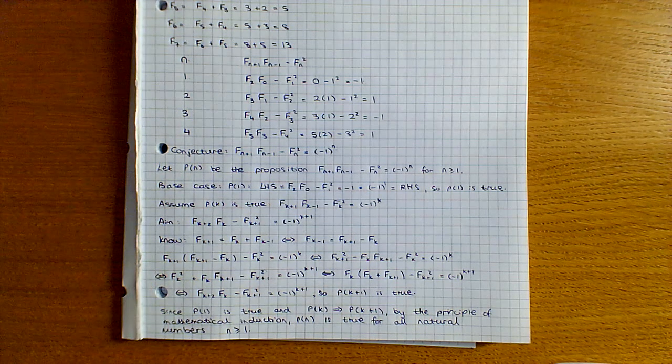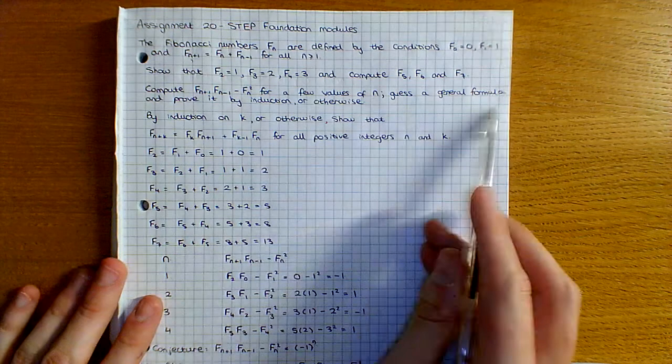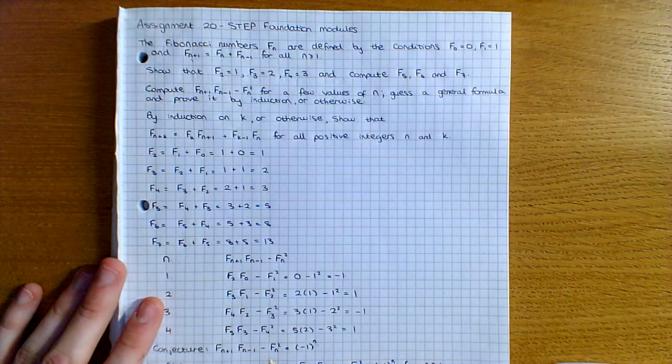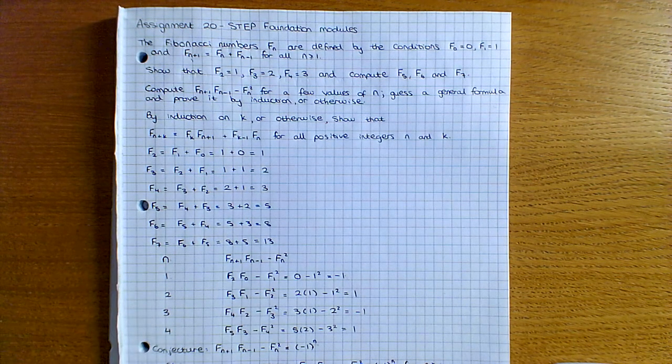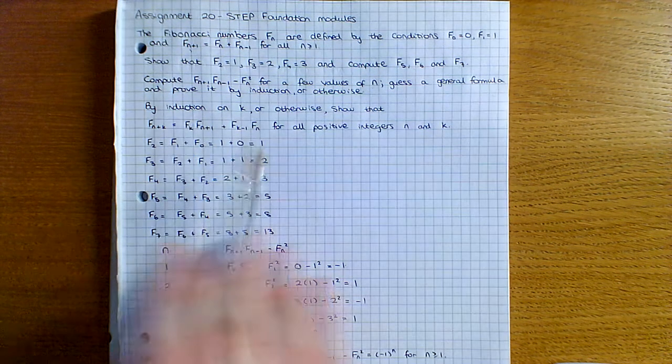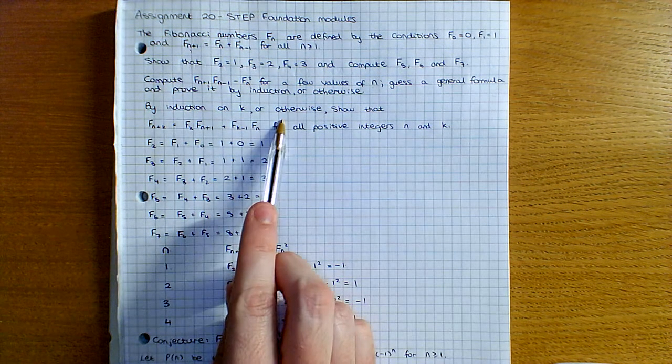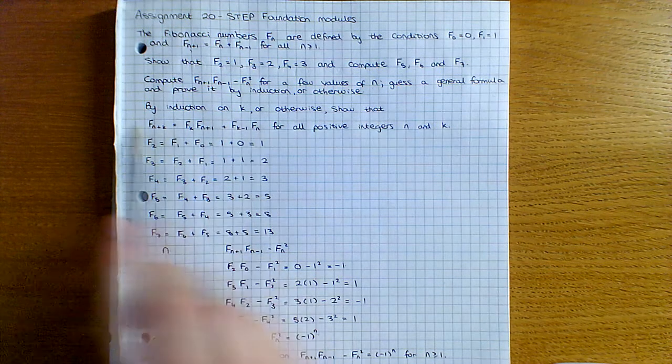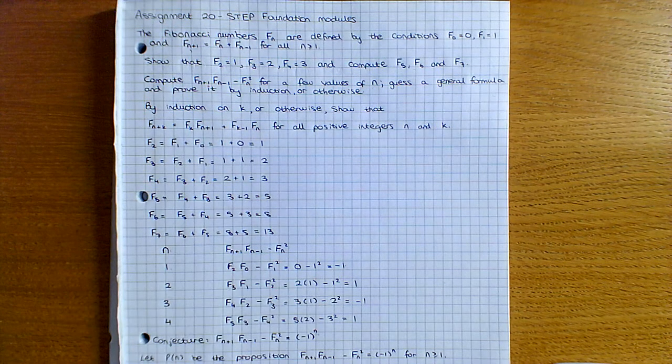Okay? Do you need to write a conclusion as detailed as that in the exam? Honestly, probably not. But just to be thorough, that's one way to write a conclusion. And that's what the question asked, right? The question asked, guess a general formula and prove it by induction or otherwise. We have actually done that. Okay. The next part of the question says, by induction on k or otherwise, show that this statement is true for all positive integers n and k.